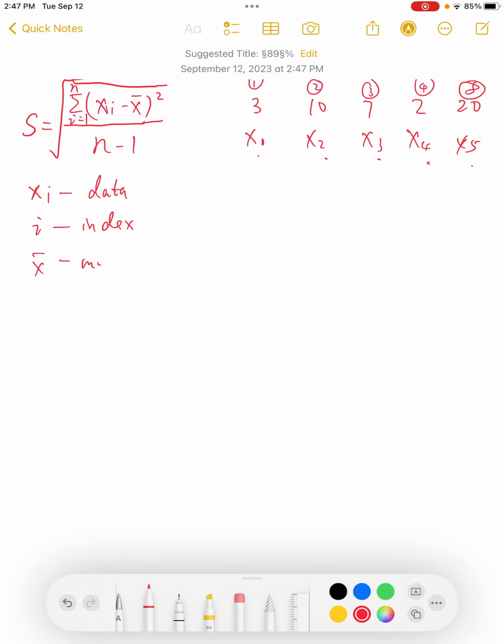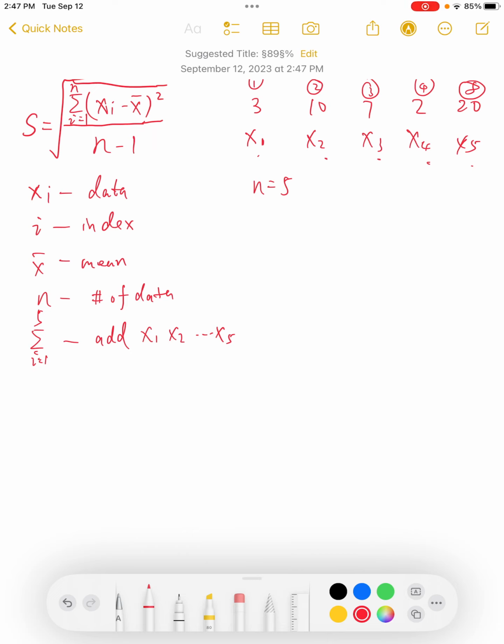x bar is the mean. And n is the number of data in the data set, so in this case, n equals 5. What does the summation symbol mean? Summation from i equals 1 to n, in this case 5, means add all the numbers up. Since there are 5 data in this data set, add x1, x2, x3, x4 until x5. Add all the data up.